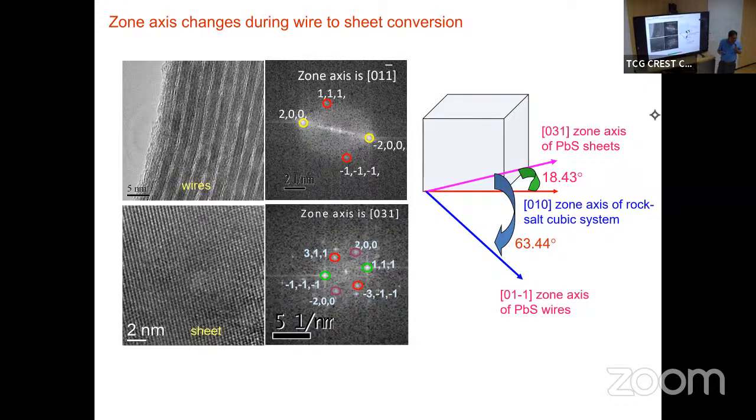Okay, so we found that the pristine lead sulfide nanowires were in a cubic crystalline system. So that has a zone axis of 0, 1, 0. Okay, and the nanowires, that is a bit tilted to 63.44 degree, the zone axis for the nanowires. But for the two-dimensional sheets, the zone axis is deviated by 18.43 degree. So it is not a straightforward coalescence process. One might have expected that the zone axis of the cubic system will remain the same. So it is not happening, the zone axis is changing. That means the crystallographic orientation is changing there. So why is it changing?